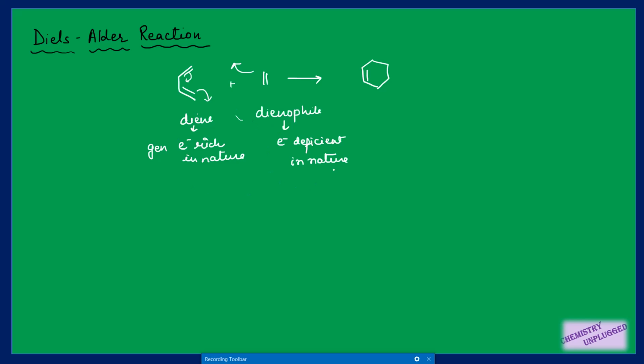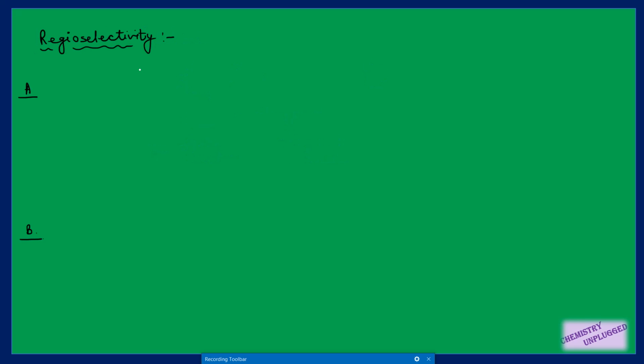If our dienophile is attached with electron donating groups, if I attach an electron donating group here, it will become electron rich. Then in that case the diene should be attached with an electron withdrawing group to make the reaction faster. Right. Then we will move to regioselectivity. What is the meaning of it and how can you apply these rules?